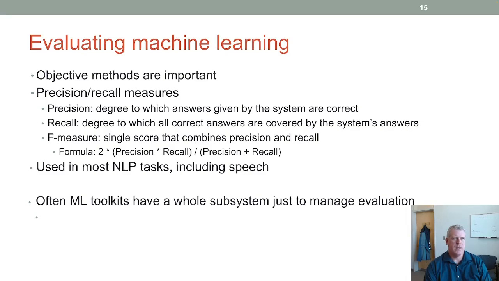And then an F-score or F-measure is a single score that combines those two with a simple formula. In this mathematical formula, you take the precision, multiply it by the recall, hold on to that number, then take the precision and add it to the recall, take that sum. So you have this product divided by this sum, and you multiply that by 2. That gives you what's called the F-measure or the F-score. It's a single value that combines those two into one. And these metrics are often used in NLP tasks, including speech. And often machine learning toolkits will have a whole subsystem just for managing evaluation of the machine learning system that is created with the toolkit.